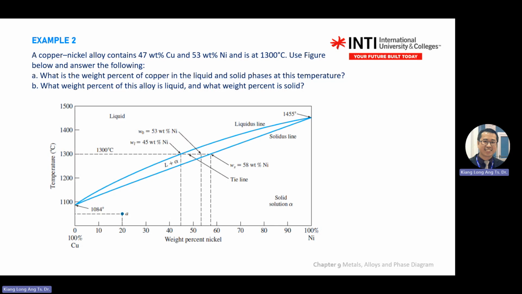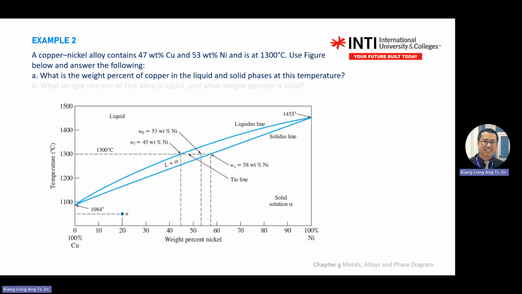What is the weight percentage of copper in the liquid and solid phase at this temperature? Then, what is the weight percentage of this alloy that is liquid? What is the weight percentage that is solid? Do you know how to differentiate A and B? A asks you what is the weight percentage of copper. B asks what is the weight percentage of this alloy that is liquid. So the first one asks about copper, and the second one asks about the whole system.